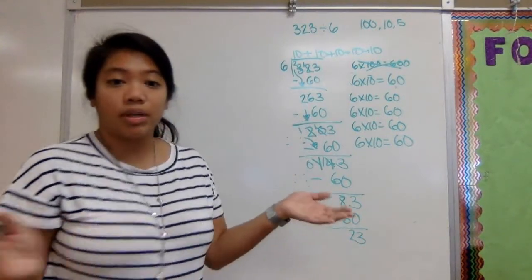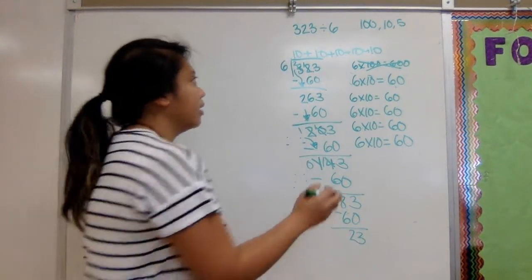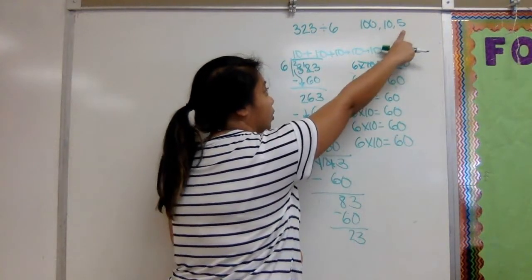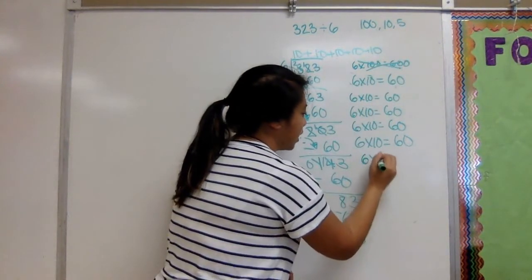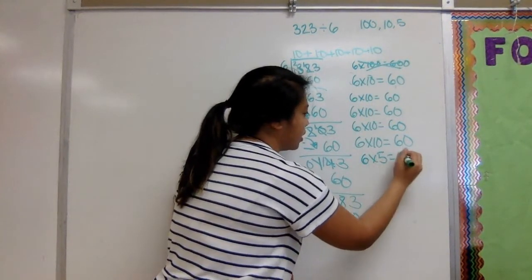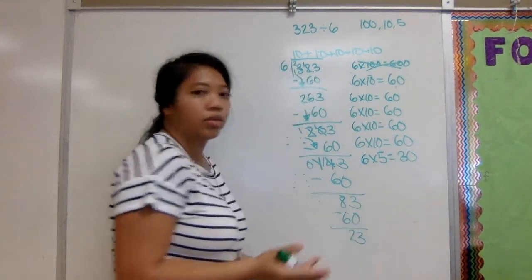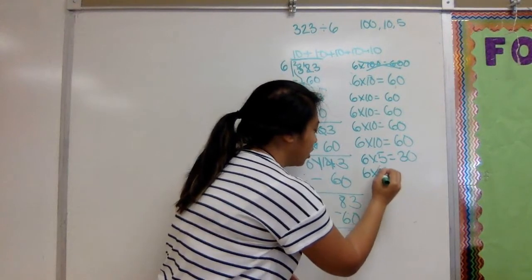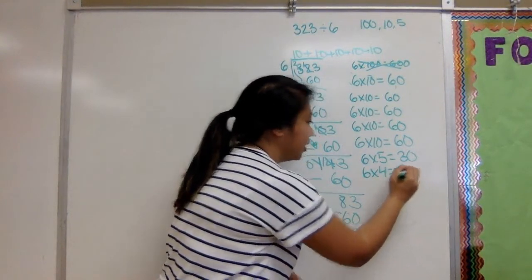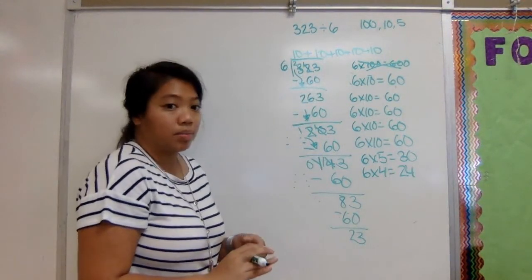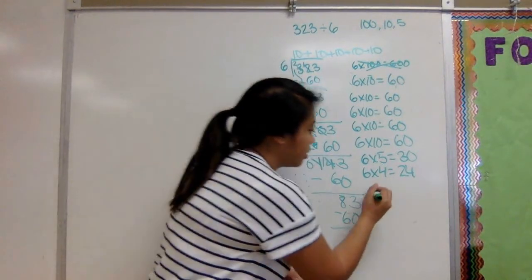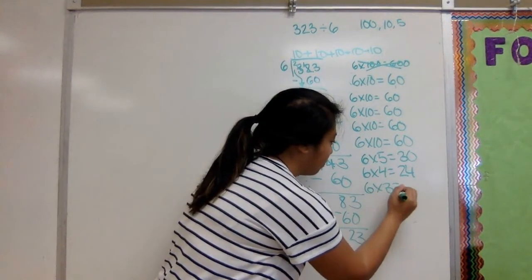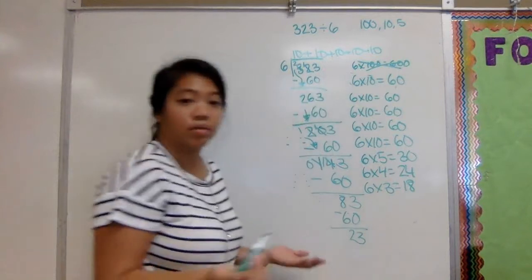All right, so can we use 10 again? Nope, we can't. So moving on to our next friendly number, which is 5. 6 times 5 is 30. Yikes, we can't use our friendly number 5, so we gotta go lower. 6 times 4 is 24. Yikes, that's still pretty hot. That's still going over. So let's do 6 times 3 is 18. Did we go over? Nope.